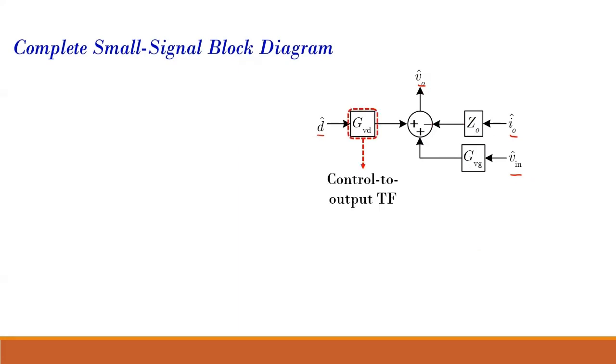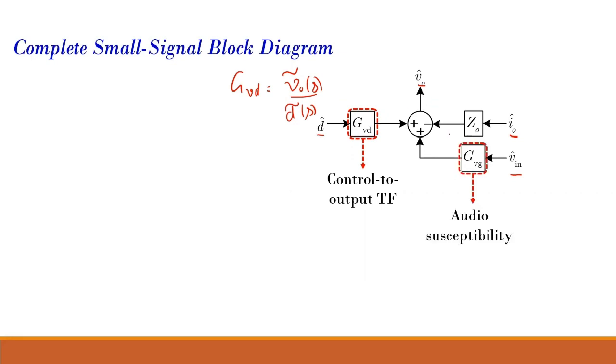So this is known as the control to output transfer function, because my D is my duty ratio and my output is my output voltage. So this is the transfer function of GVD. My GVD is actually V output by D, as a function of S. This is my transfer function for changes in duty ratio reflecting in changes in output voltage.